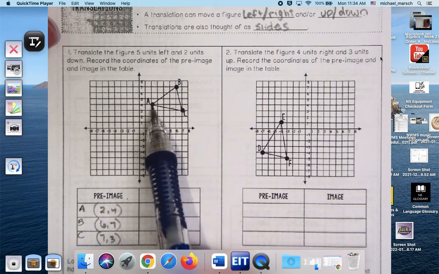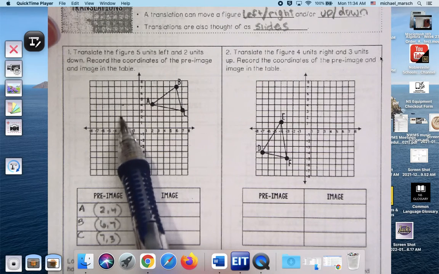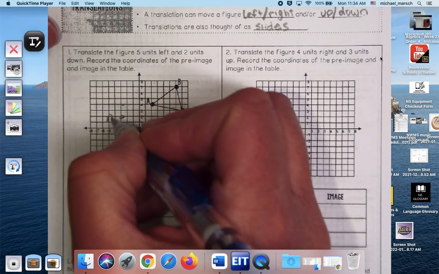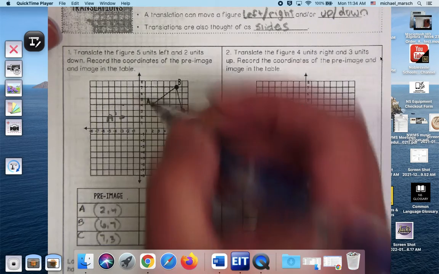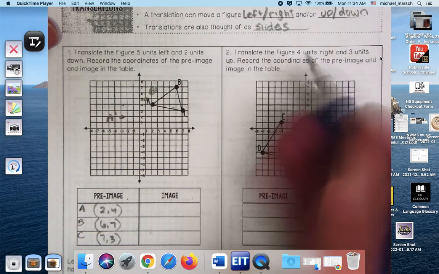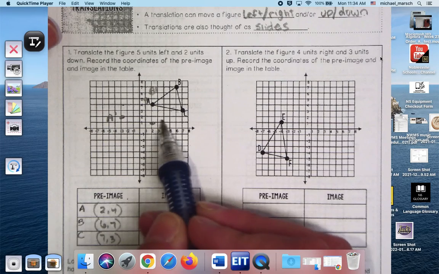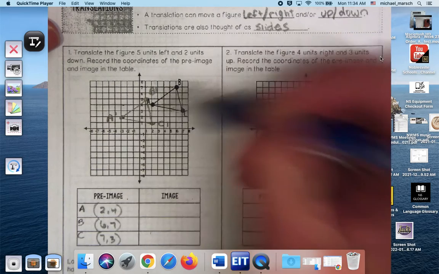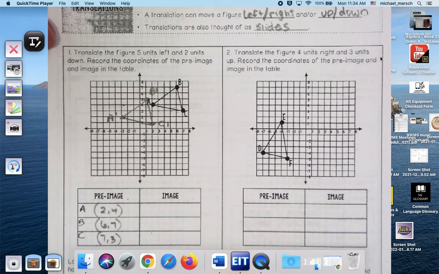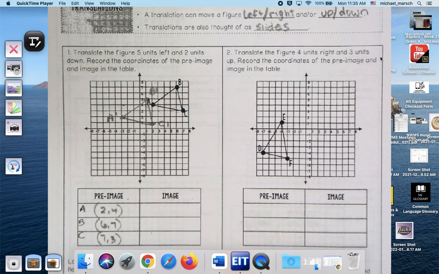So I'm going to take each point and I'm going to go 5 to the left and 2 down. And this will be A prime. 5 to the left, 2 down. This will be B prime. 5 to the left, 2 down. And this will be C prime. So now I can see how I translated that figure left and down. You always talk about left or right first and then up or down second.